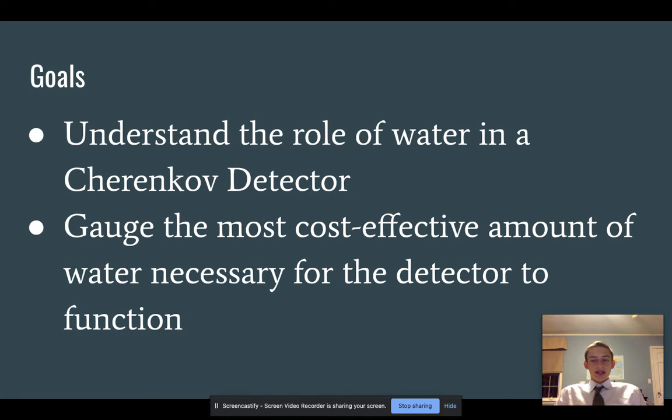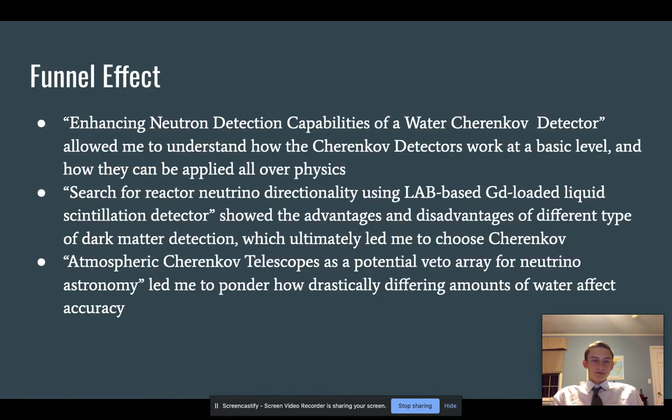And the goals are to understand the role of water in a Cherenkov detector. So to really get a sense of what it does to have water in the detector, and how much of an impact it has when you change that amount of water, and if it's really necessary to add a lot more water to the solution, and to gauge the most cost-effective amount of water necessary for the detector to function. So it's kind of like whether it's logarithmic, where it gets less effective as you go on.